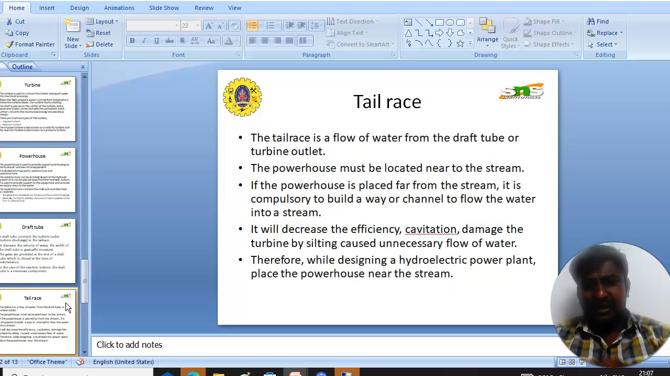Tailrace is the flow of water from the draft tube or turbine outlet. The powerhouse must be located near the stream. If the powerhouse is placed far from the stream, it is compulsory to build a way or channel to flow the water into the stream. It will decrease the efficiency, cause cavitation, and damage the turbine by silting caused by unnecessary flow of the water. Therefore, while designing the hydro plant, place the powerhouse near the stream.